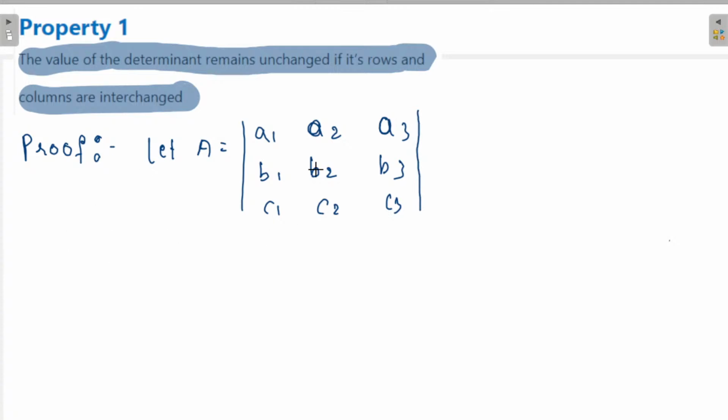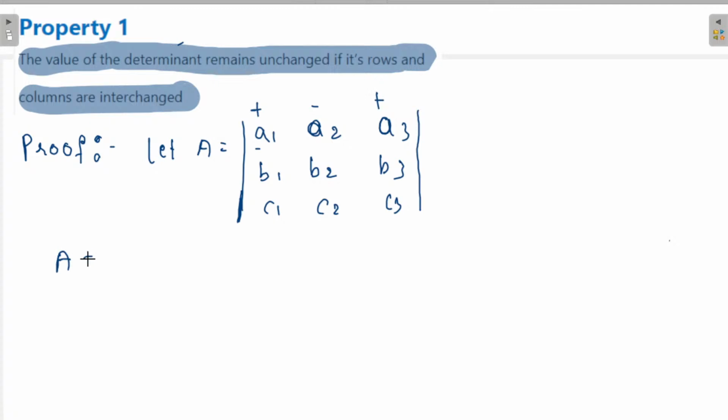See, here we will expand along R1. Most commonly we will expand along R1, the first row. Now here I will expand, which means the signs will be plus, minus, plus. These are the outside elements.